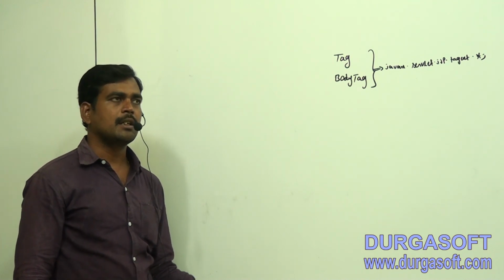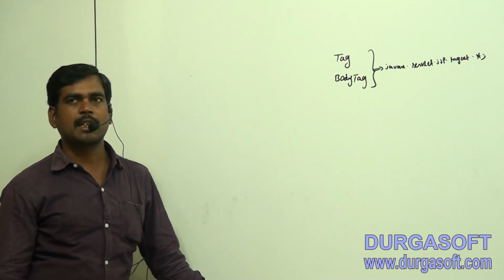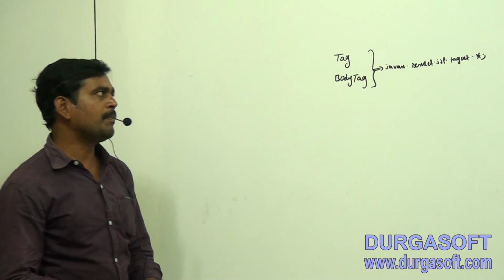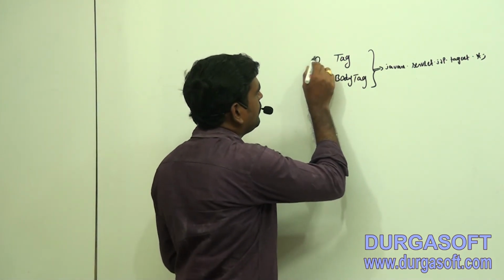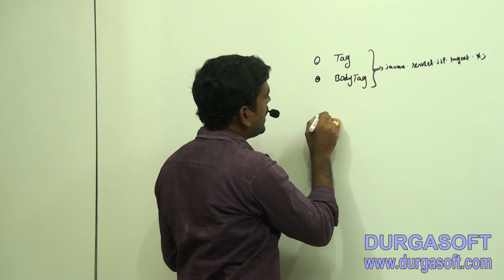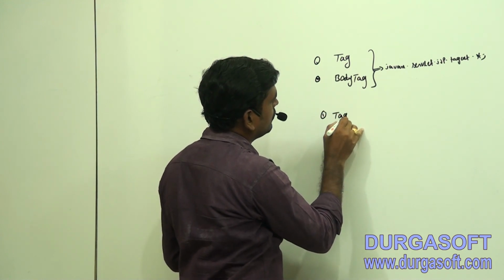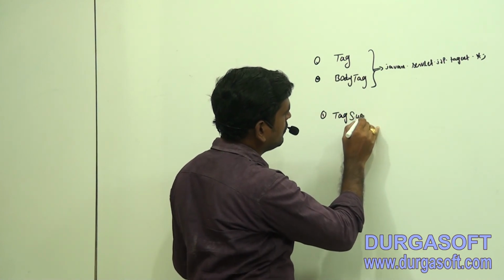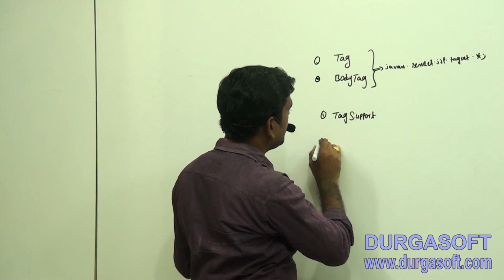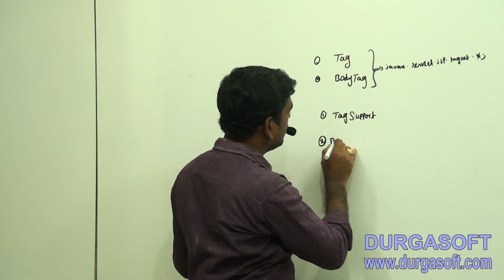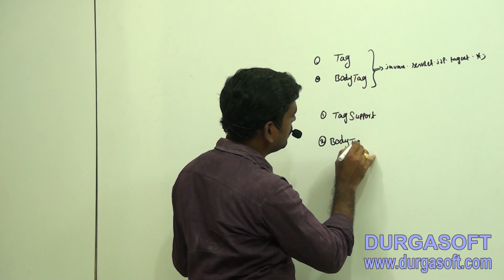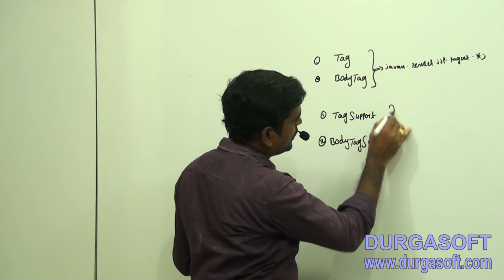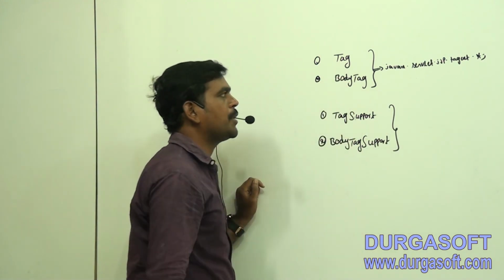That is the reason Sun Microsystems, JSP itself, provided two implemented classes. What are the two implemented classes here? Number one, TagSupport. Number two, BodyTagSupport. These two are implemented classes of the Tag and the BodyTag interfaces.